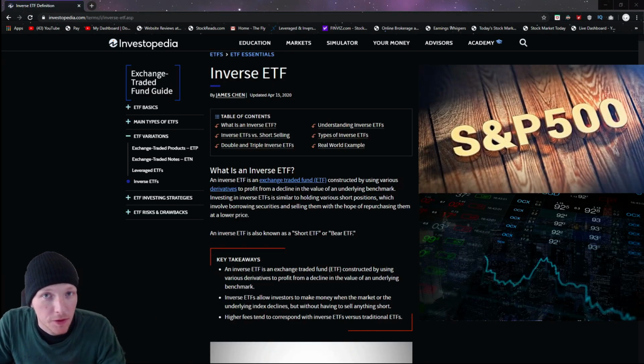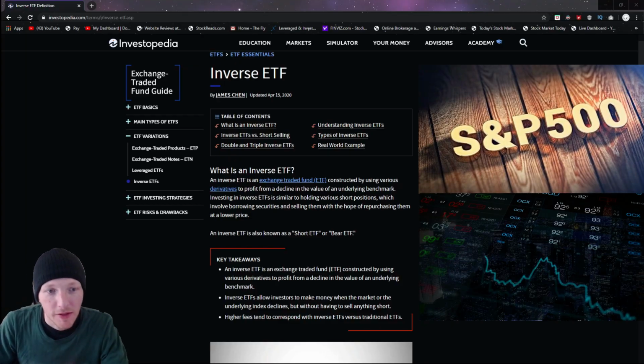Alright, now that we've learned what are ETFs, now we're going to learn about what are inverse ETFs. What is an inverse ETF? An inverse ETF is an exchange-traded fund constructed by using various derivatives to profit from a decline in the value of an underlying benchmark. Investing in inverse ETFs is similar to holding various short positions, which involve borrowing securities and selling them with the hope of repurchasing them at lower prices. An inverse ETF is also known as a short ETF or bear ETF.